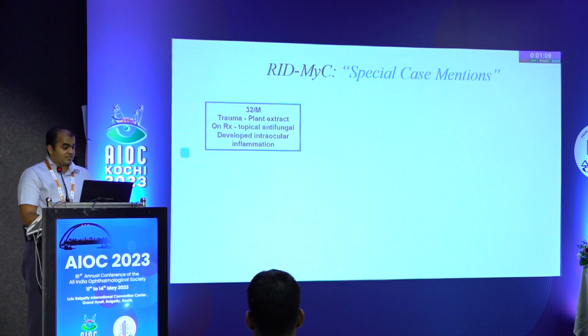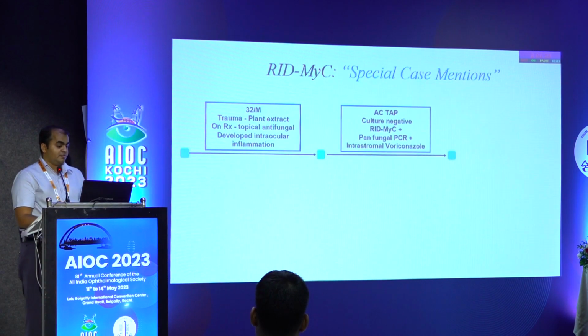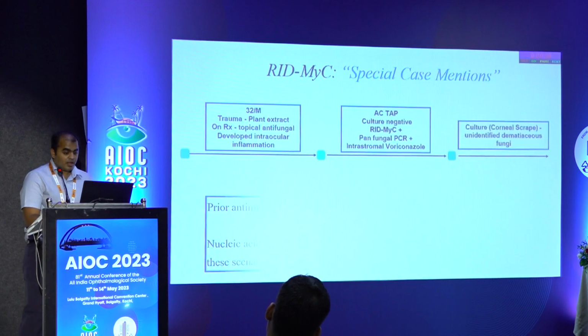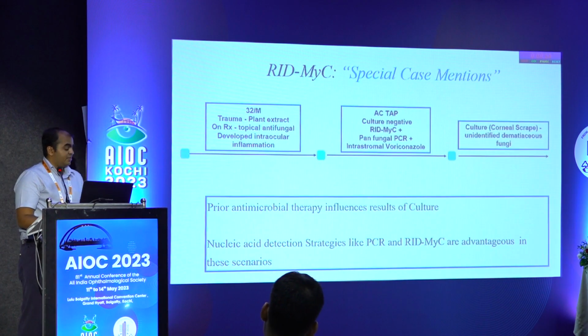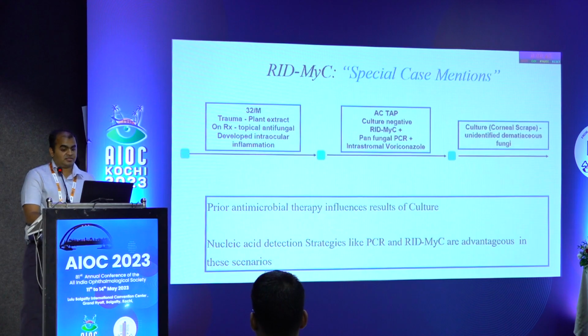The next is a 32-year-old male with injury with plant matter, clinically fungal, who was treated with antifungals, after which he developed intraocular inflammation. Culture was negative, RIDMIC was positive, PCR also was positive. Eventually, the patient grew unidentified adventitious fungi. So again, prior antimicrobial therapy influences the results of culture. Nucleic acid detection strategies like PCR and RIDMIC are advantageous in these scenarios.